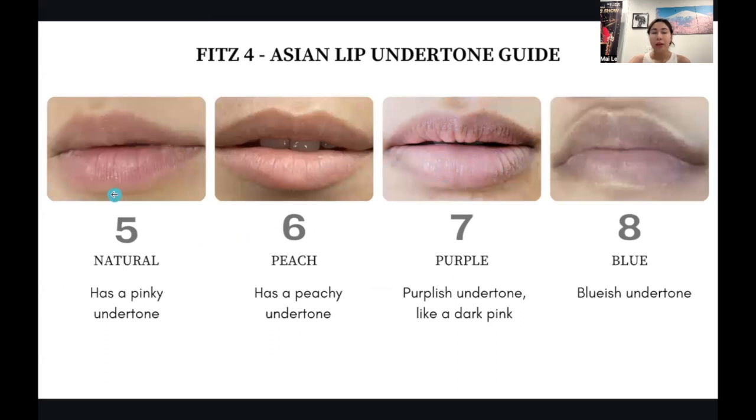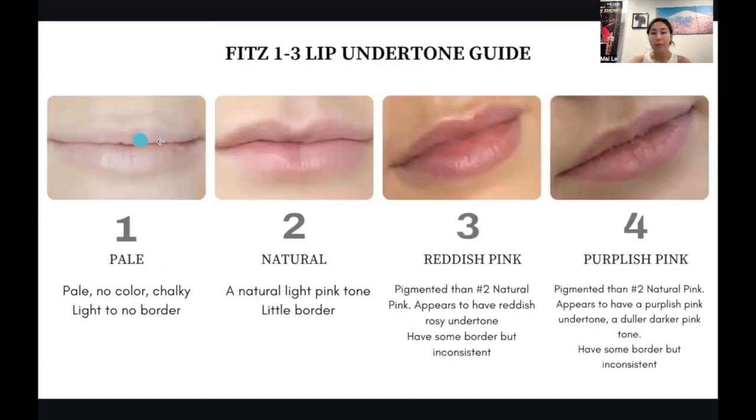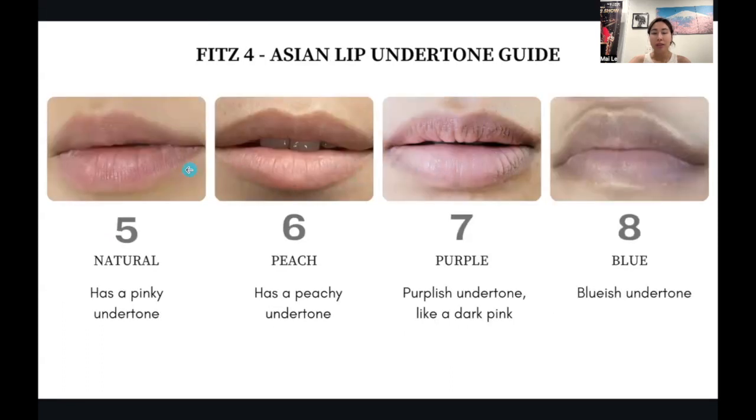Okay, moving on to number 5, the lip scale. There's the natural tone. It has a pinky undertone, but you can see, compared to the Fitzpatrick 1 to 3 skin tone, this is a lot darker, right? So obviously, the darker the lips, the more intense your color needs to be.